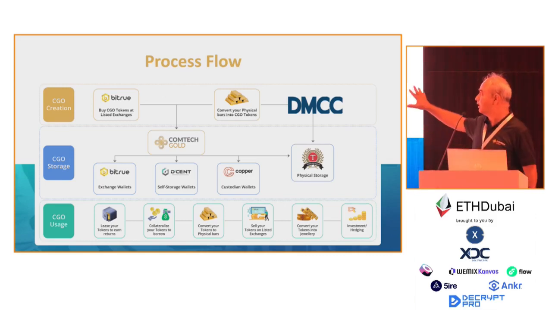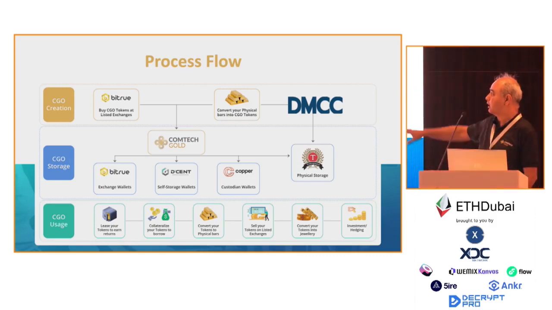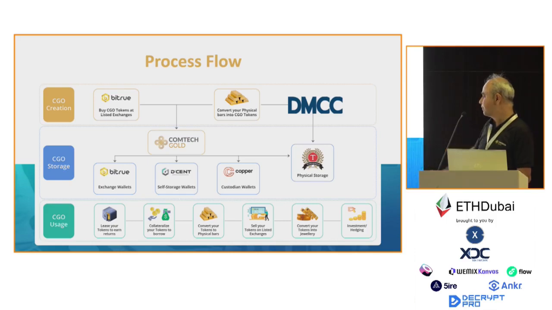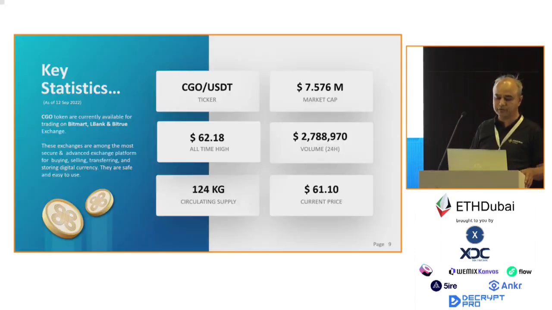So this is a broad level process flow where the creation is done, converting the physical gold bar into digital CGO tokens. The storage is kept with TransGuard, and there are digital custodians like Propine and Copper. The benefits and uses are: you can lease these tokens, you can collateralize them to take loans, you can convert them back to physical bars, and you can sell your tokens on this listed exchange. Then you can also convert them into jewelry. These are a few benefits that you can see.